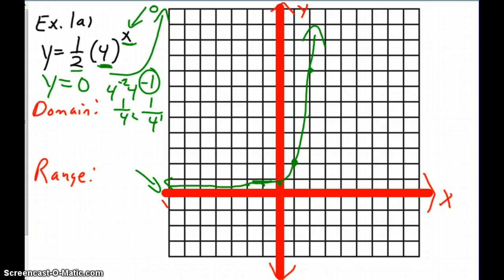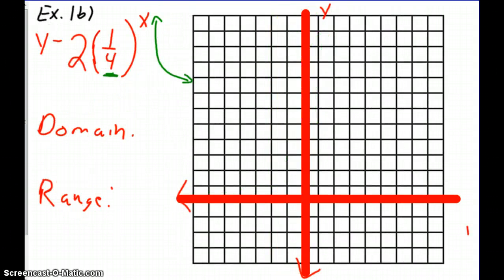Okay, now you've got a graph. What's the domain of this thing? Negative 50 to positive 50, or all real numbers. That would also work. Now let's do the range though. What's the smallest y you can get? 0. What's the biggest y you can get? Infinity.